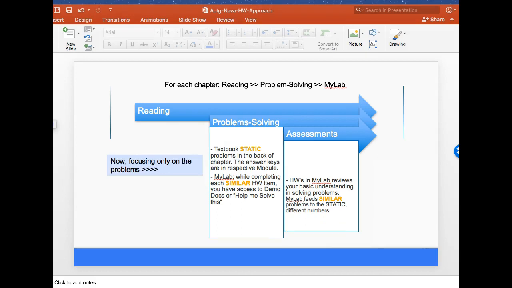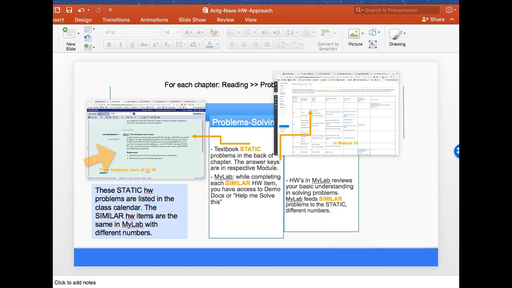Now back to static versus similar problems. Probably the best and most efficient way to learn problem solving is to study the static problems against the answer keys that I placed in the modules, as I mentioned above. The static problems are static because they are the ones printed in the back of the chapter. And obviously, that given information for each problem does not change. The answer keys relate to these static problems.